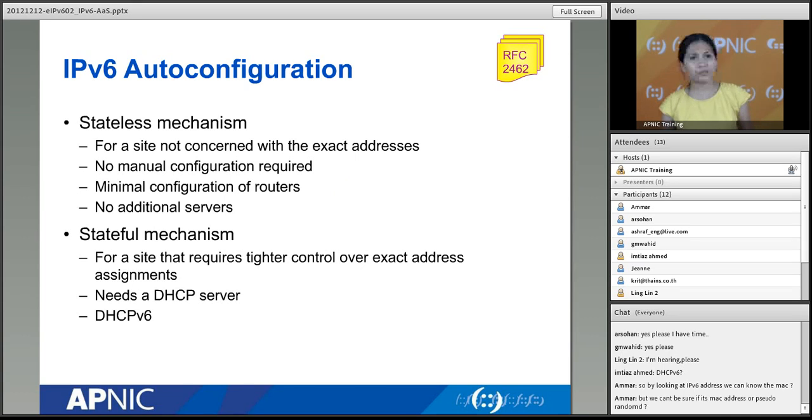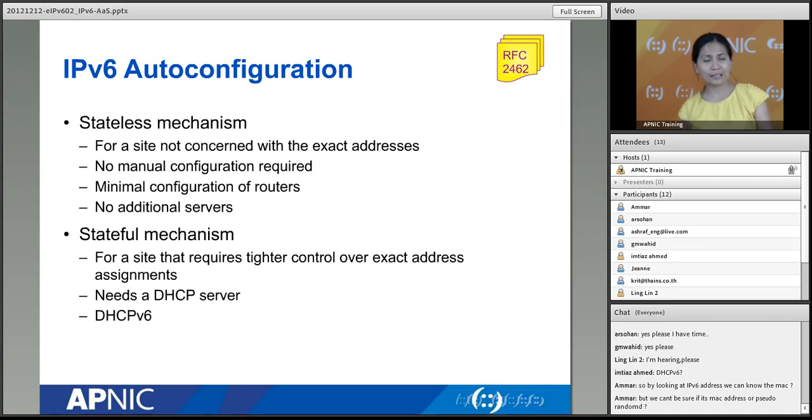So auto-configuration. One good thing about IPv6 is auto-configuration. Now, auto-configuration started out even before we had DHCP. As you know, the development of IPv6 started early in the 1990s. It's really kind of an old technology by now, but we're just starting to adopt it. Auto-configuration was being developed at the same time as DHCP.